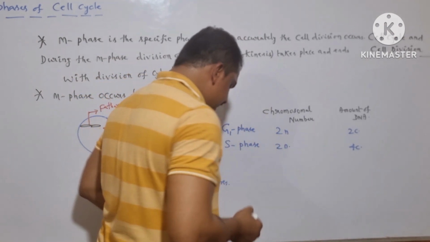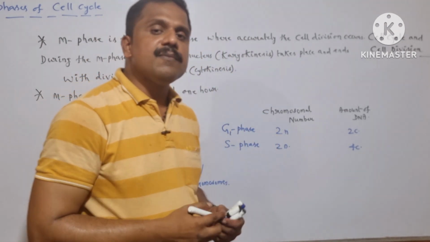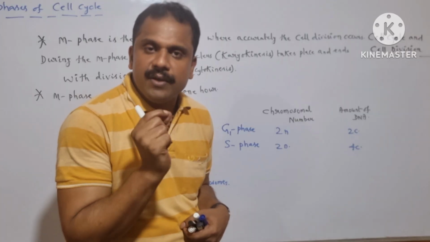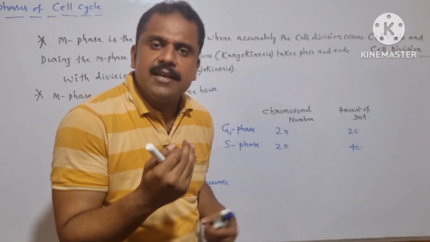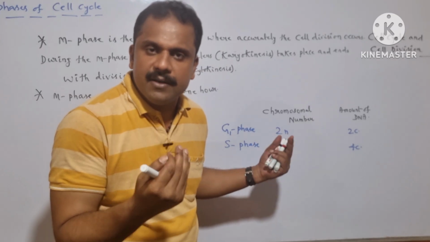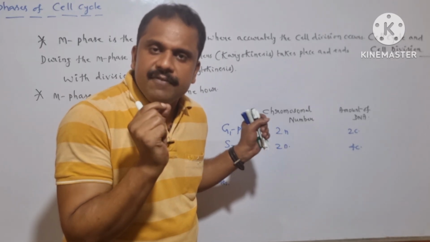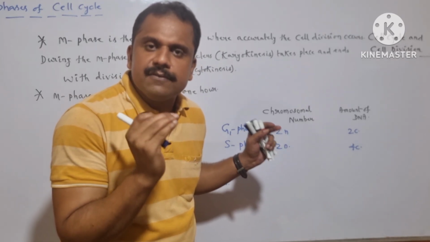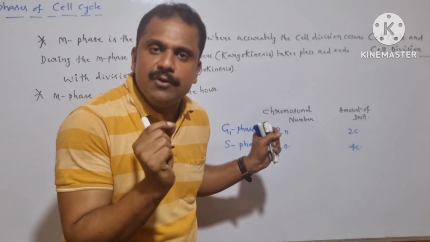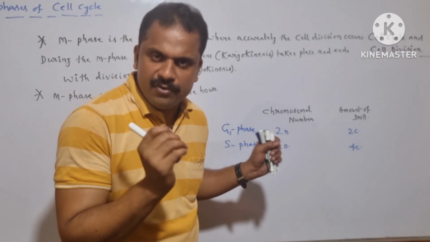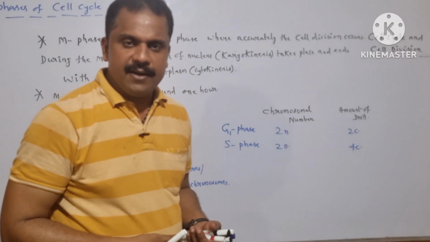So here a question arises in your mind. Why is the chromosomal number denoted as 2n? When the amount of DNA becomes double, obviously the chromosomal number has to become double. But instead of writing 4n, the chromosomal number is denoted as only 2n during the S phase. So why? What is the reason behind it? So let me explain it here.